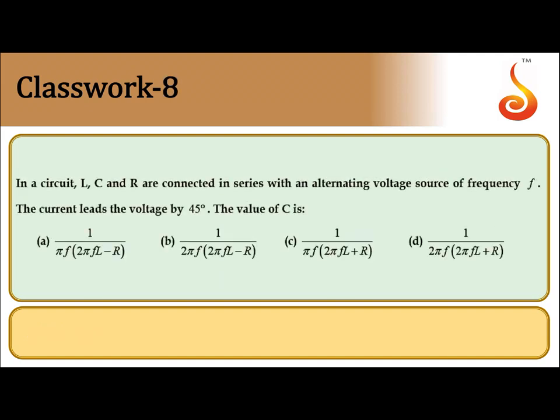Example 8. In a circuit, L, C and R are connected in series with an alternating voltage source of frequency F. The current leads the voltage by 45 degree. The value of C is, okay.